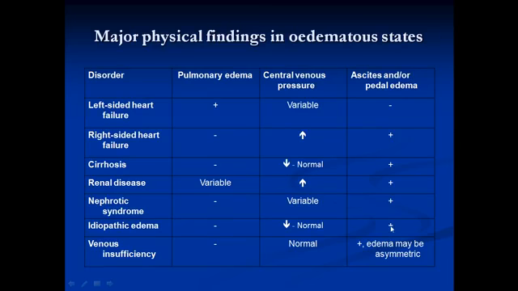Idiopathic edema, ascites and or pedal edema predominant. And in case of venous insufficiency, mainly pedal edema, and ascites may be absent. So we have to find these kinds of points during examination of a patient with edema.